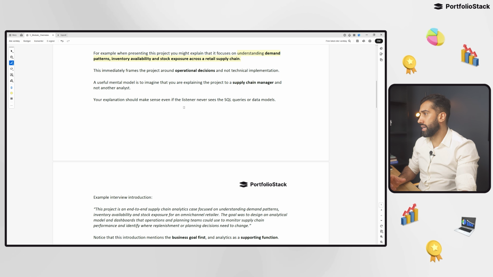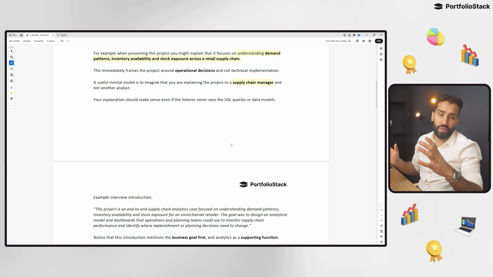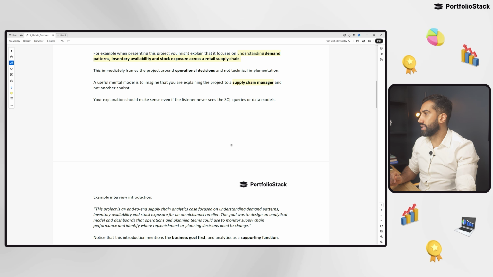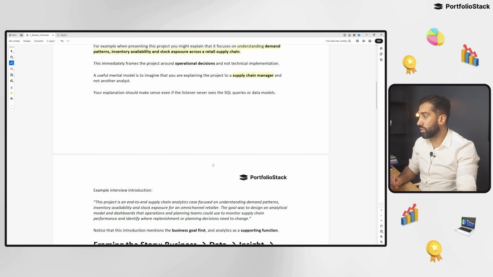A useful mental model is to imagine that you're explaining the project to a supply chain manager and not another analyst. Whether it's a supply chain manager or another type of manager, the point is that you're having a business context, business improvement, business operations, process-oriented conversation, not necessarily a data related conversation. Of course, if you're in a technical interview and you're talking to a data engineering manager or someone like that, that part is there. But the business context is still very, very important.